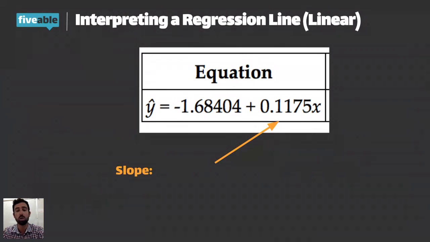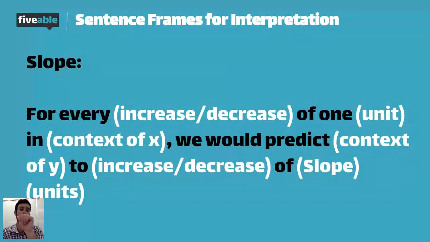So let me say that again. For every increase of 1 centimeter in height, we would predict that hand span would increase by 0.1175. And again, just use that sentence frame every time and you'll be good to go, because you're getting context and you're breaking down what slope means. So you'll have to interpret slope.